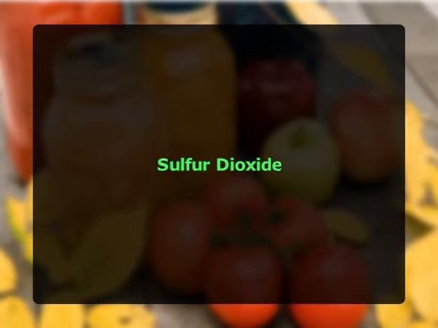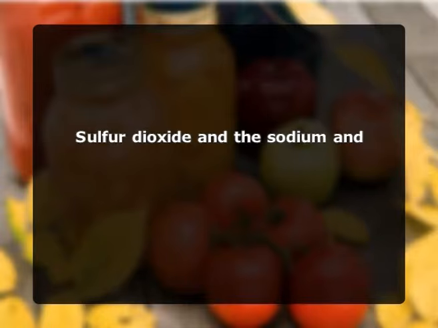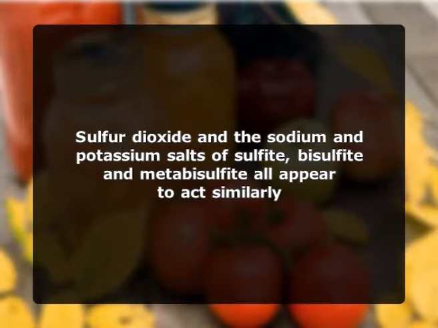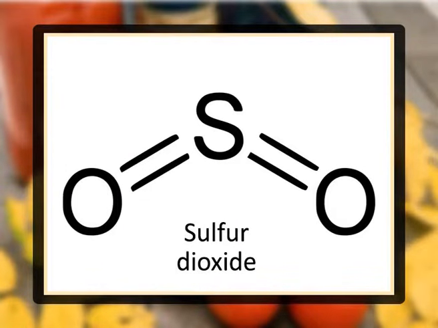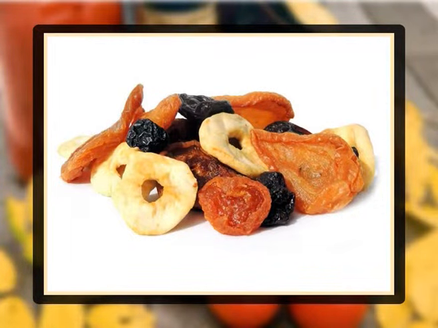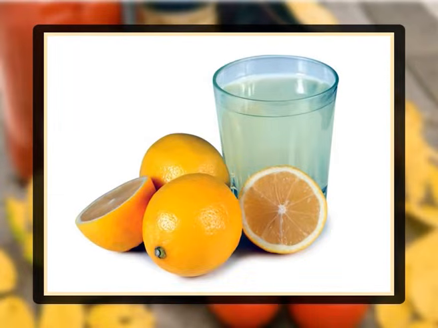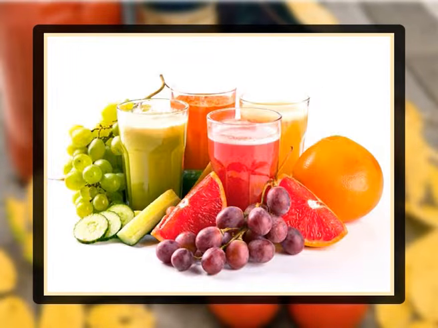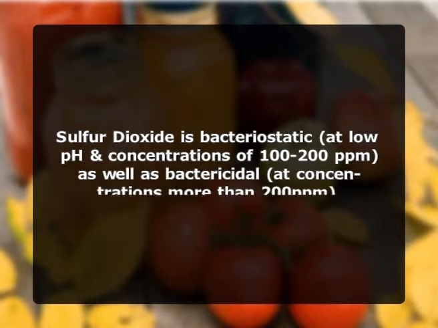Another important chemical is sulfur dioxide. Sulfur dioxide and the sodium and potassium salts of sulfite, bisulfite, and metabisulfite all appear to act similarly. Sulfur dioxide has been used as a food preservative since ancient times. It's used in its gaseous or liquid form on dried fruits, in lemon juice, molasses, wine, fruit juices, and others. Sulfur dioxide is bacteriostatic at low pH and concentrations of 100 to 200 ppm, as well as bactericidal at concentrations more than 200 ppm.